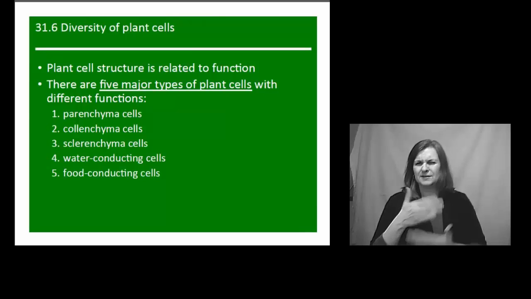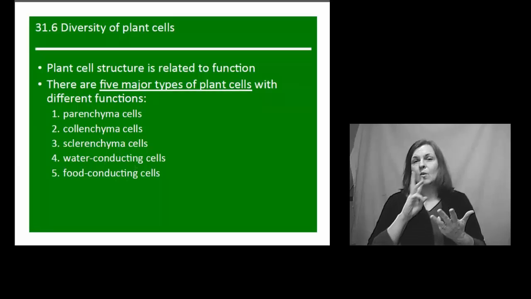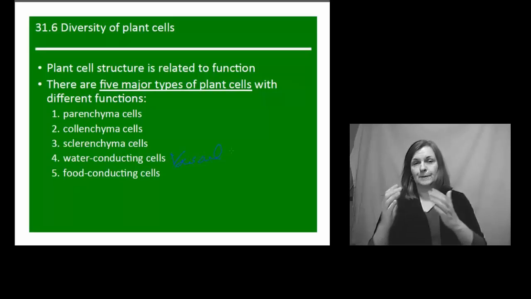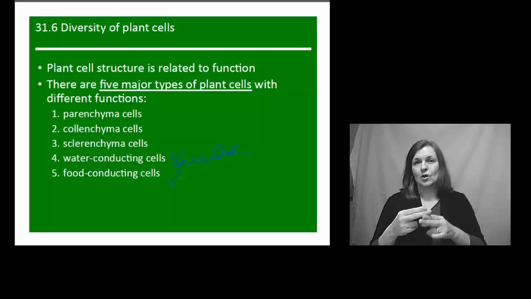They have some odd names associated with them, so you have the spellings here. Parenchyma cells, or parenchyma, depending on how you pronounce it, collenchyma, sclerenchyma, water-conducting cells that we've already talked about as being vascular tissue, and food-conducting cells that are also known as vascular tissue and build vascular tissue. So we said our water-conducting cells are actually xylem, right? And our food-conducting cells are phloem. We saw that in our tissue discussion.